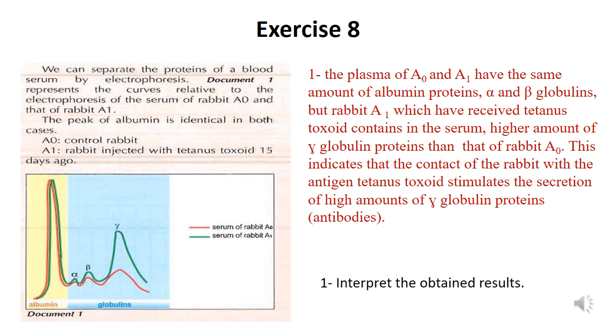This indicates that the contact of the rabbit with the antigen tetanus toxoid stimulates the secretion of high amounts of gamma globulin proteins or of the antibodies. And of course, these antibodies are the antibodies directed against the tetanus toxoid.